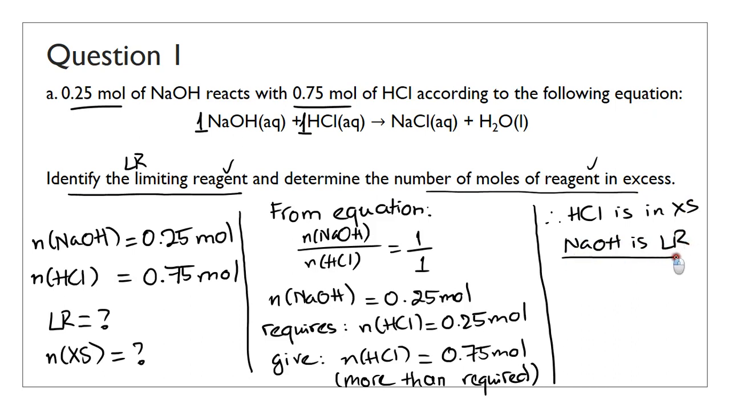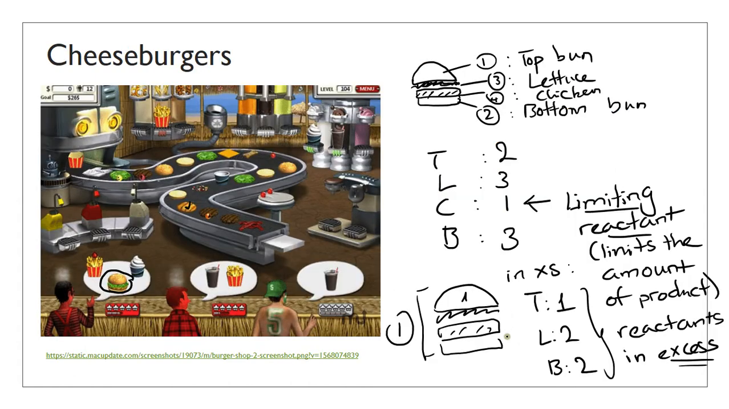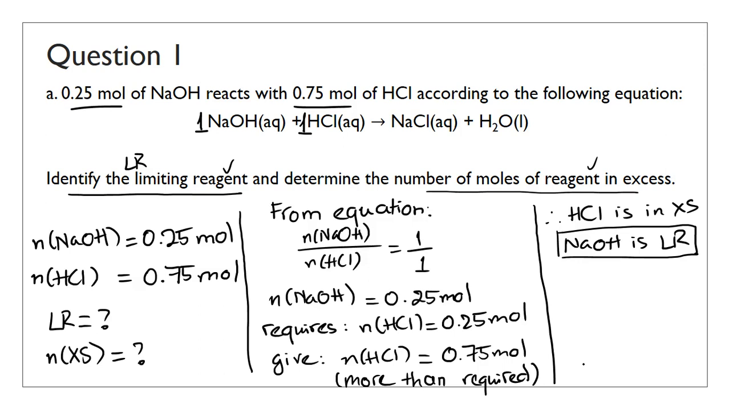So the first part of the question is to identify the limiting reagent, which is sodium hydroxide. The second part is to determine the number of mole of reagent in excess. We know that hydrochloric acid is in excess. Now we need to know how much of it is going to be left over after the reaction is finished. It's similar to this: after I've made 1 burger, I still have 1 top bun, 2 lettuce, and 3 bottom buns left. How much hydrochloric acid do you still have left?